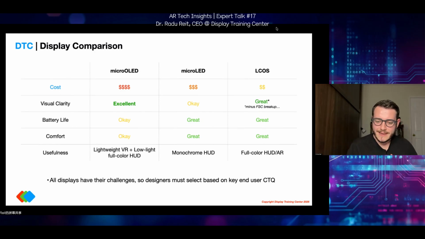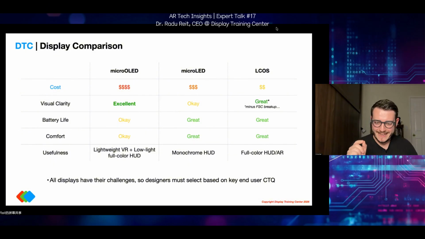LCOS is, I would say, an unlikely winner, at least in my opinion, because it's not only the lowest cost, but it has a great visual clarity if you can get away from this color breakup, field sequential color breakup that we just talked about.